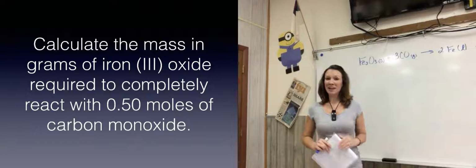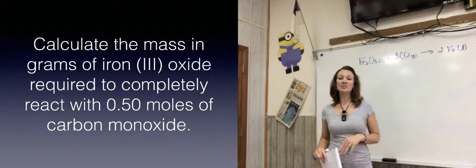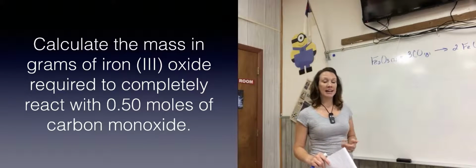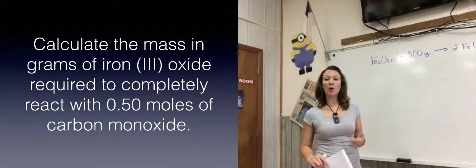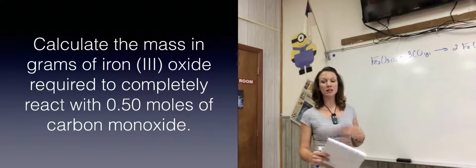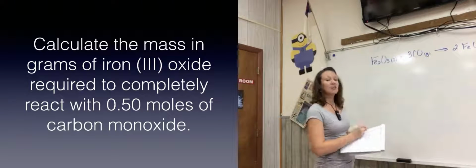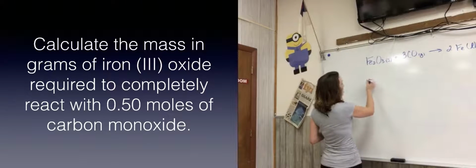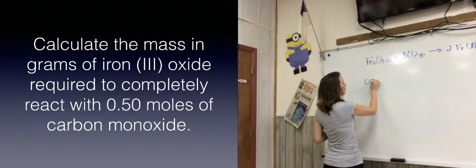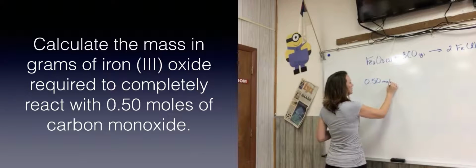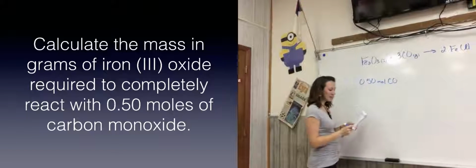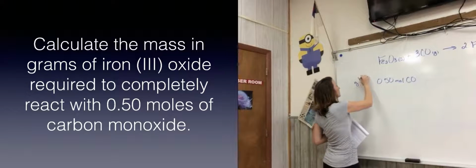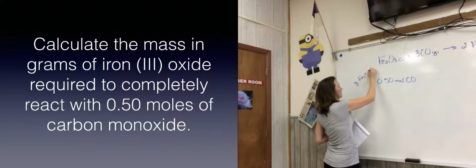Alright everybody, let's work out this next problem together. What you had to do is figure out how many grams of iron 3 oxide were needed to completely react with 0.50 moles of carbon monoxide. Again, let's pull out this really important information. Our starting point is going to be the 0.50 moles of carbon monoxide, and what you're looking for is grams of iron 3 oxide.